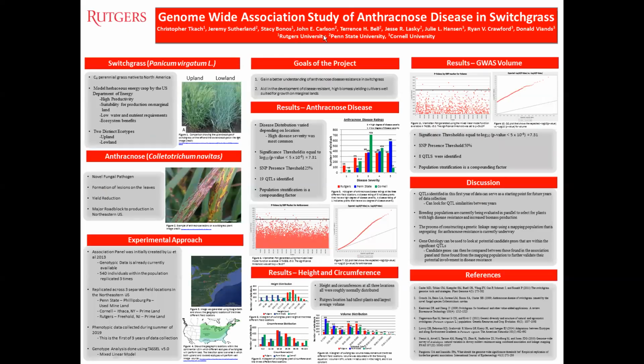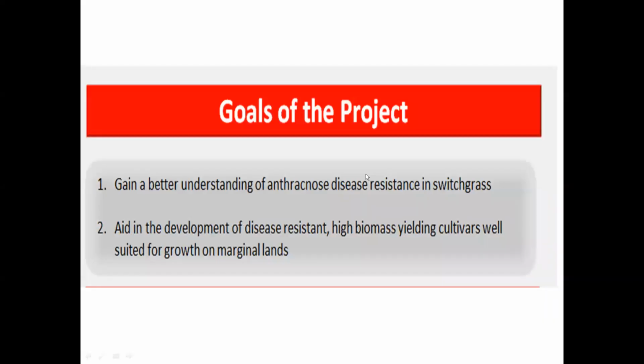Now we're going to zoom in on the goals portion of our poster. The two major goals of this study are, first, to gain a better understanding of anthracnose disease resistance in switchgrass, and second, to use this information to aid in the development of disease-resistant, high biomass yielding cultivars that are well suited for growth on marginal lands.